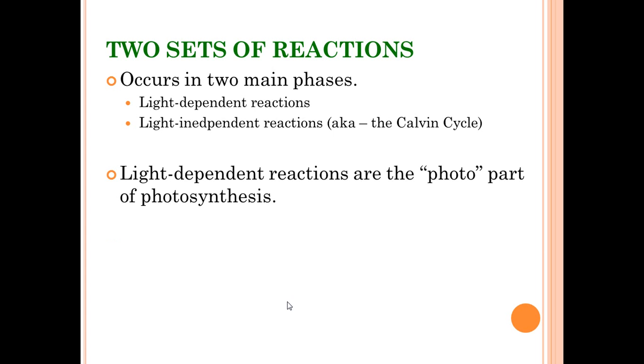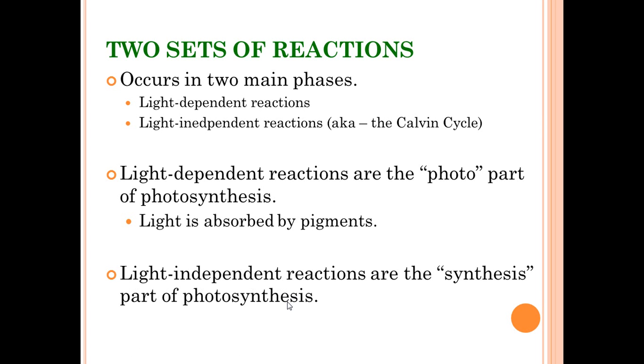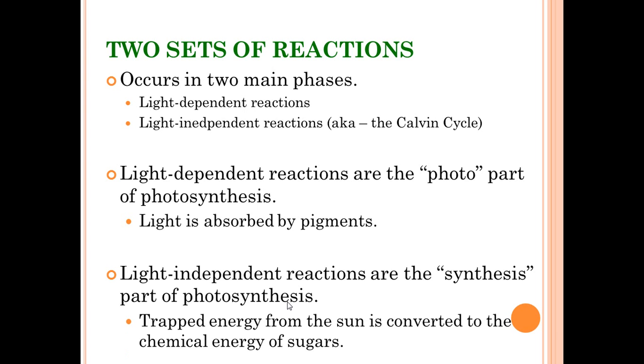The light-dependent reactions are the photo part of photosynthesis. This is where light is absorbed by the pigments. And the light-independent reactions are the synthesis part, which is where trapped energy from the sun, that light energy, is converted into the chemical energy of sugars.